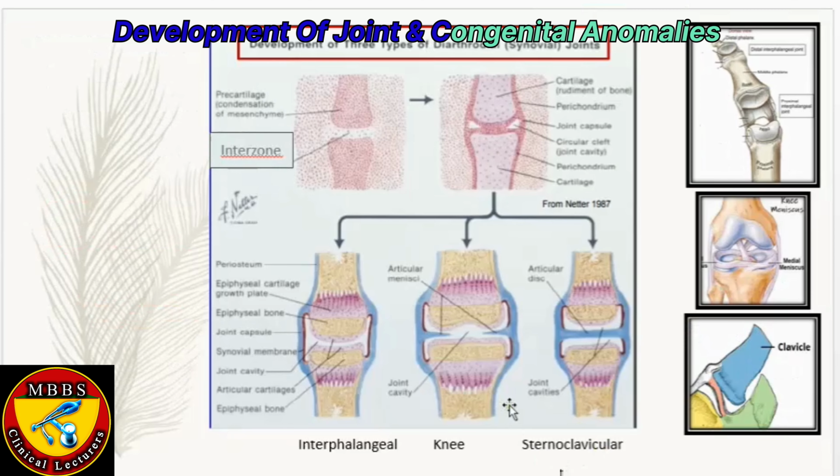Now, these are three examples of the synovial joint: interphalangeal, knee joint, and the sternoclavicular joint. The other structures, that is the capsule and the synovial membrane, are the same, but in case of knee joint, we can see that the central part of the interzone will give rise to fibrocartilaginous structures, that is the menisci. You may see them over here. And in case of sternoclavicular joint, the central interzone part will give rise to an articular disc, as you can see over here.